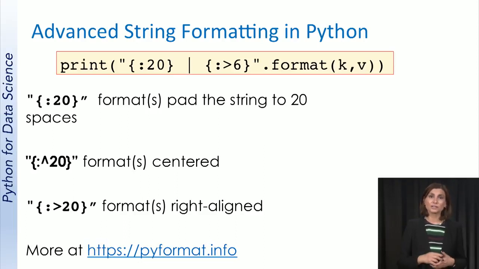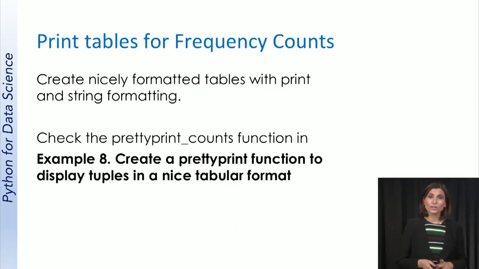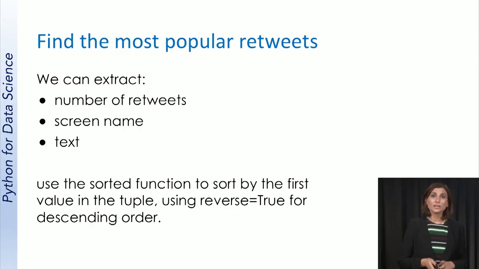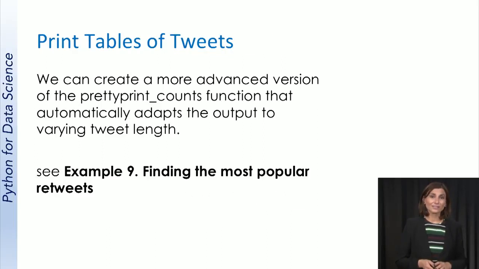pyformat.info, the URL shown here, shows examples for many formatting options. I strongly recommend you review it after this lesson. In our notebook, we will give you an example to nicely print the frequencies of the words, or the word counts, in tweets. We will then move on to finding the most popular tweets by extracting the number of retweets, the user, and the text of the tweet message. We will include a more advanced version of the pretty print for this purpose. Let's now switch to the notebook for our last live coding session.